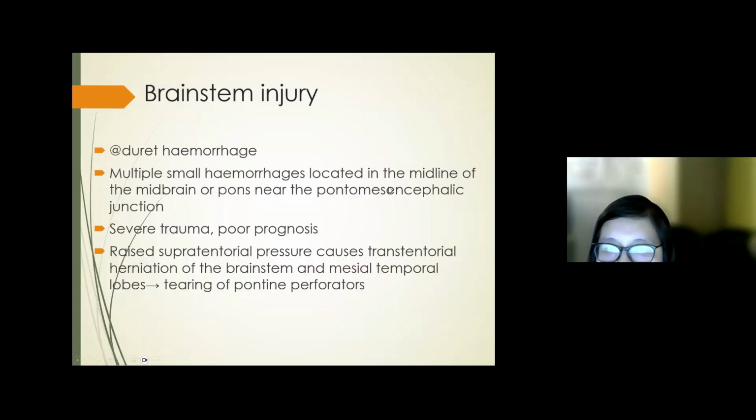For brainstem injury, we also call it a Duret hemorrhage. That means there are multiple small hemorrhages located in the midline of the midbrain or pons near the pontomesencephalic junction. It is due to severe trauma and carries a poor prognosis. It is caused by raised supratentorial pressure, causing transtentorial herniation of the brainstem and mesiotemporal lobe, and subsequently results in tearing of the pontine perforators and bleeding in the brainstem.